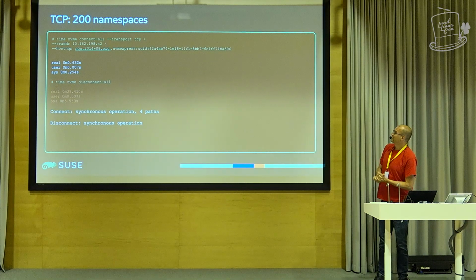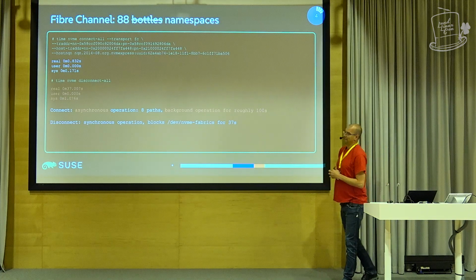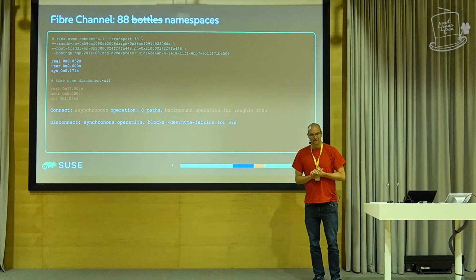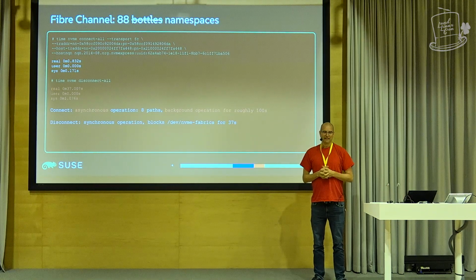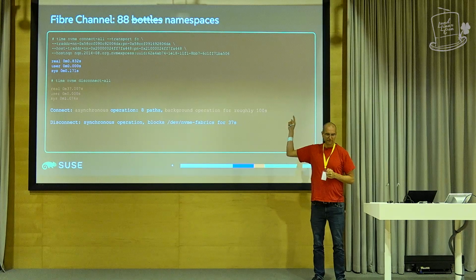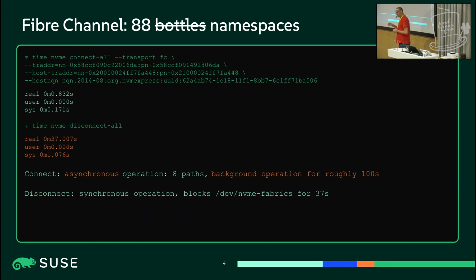Anyway, so this is for NVMe TCP. Fibre Channel is very loved by the community, so I tried to do it with Fibre Channel. First, obviously, you have a very complicated string, because you need to address the other side. The connection takes 800 milliseconds, and the disconnect is in the same range, like 740 milliseconds.